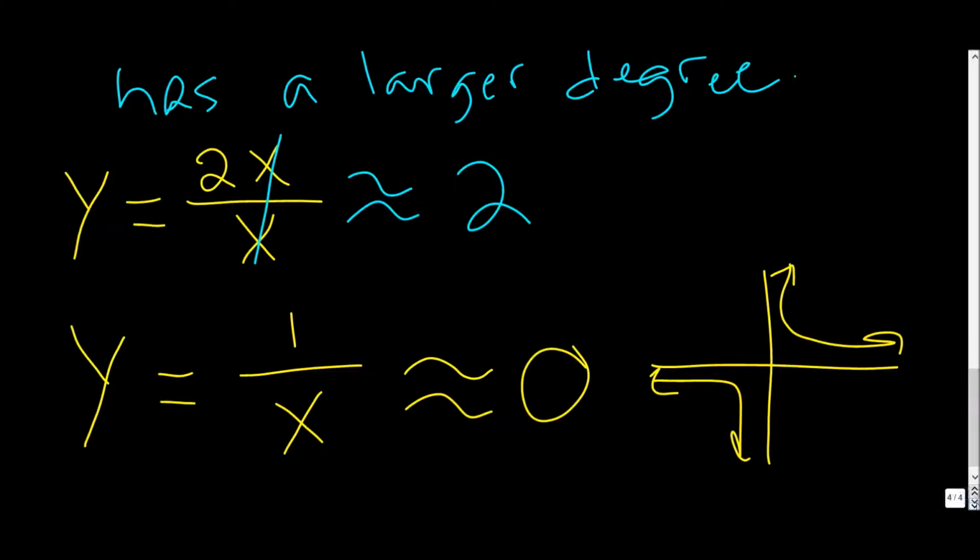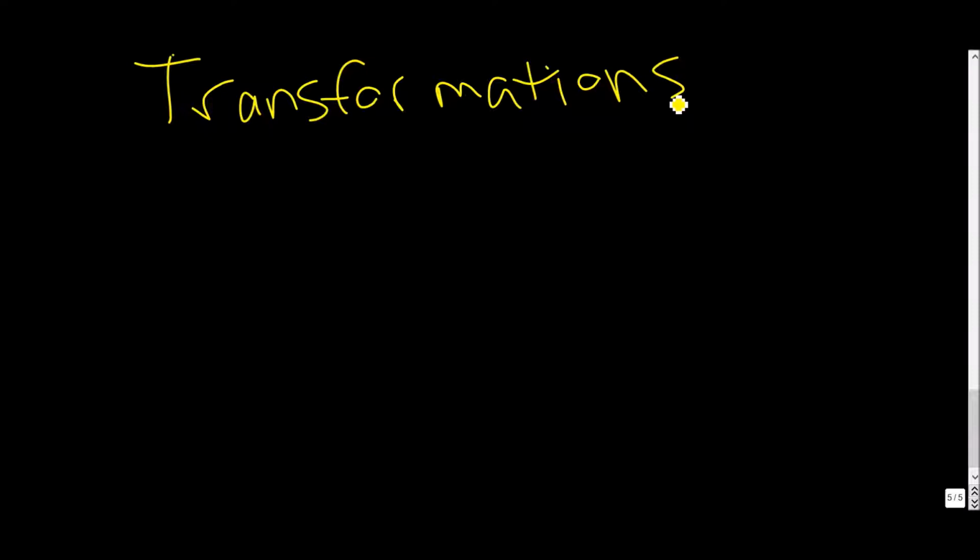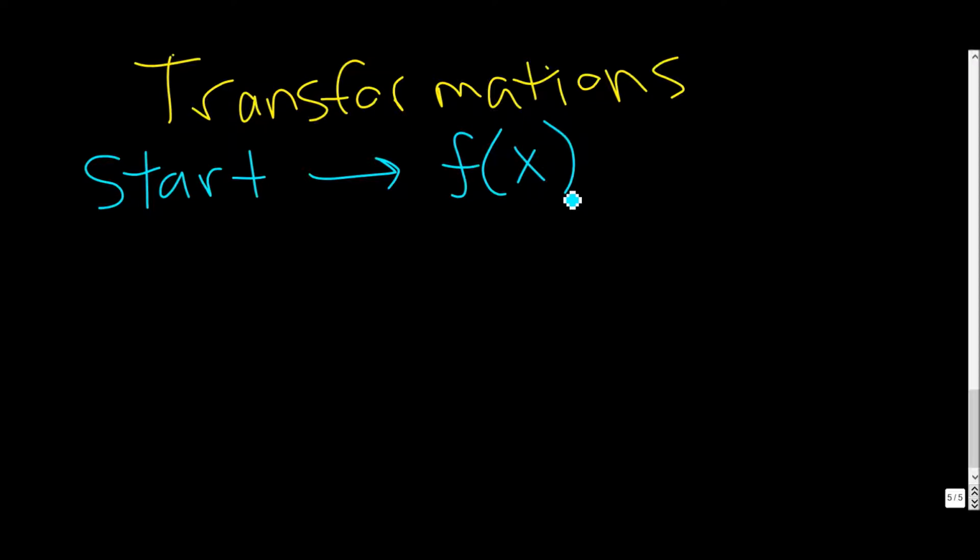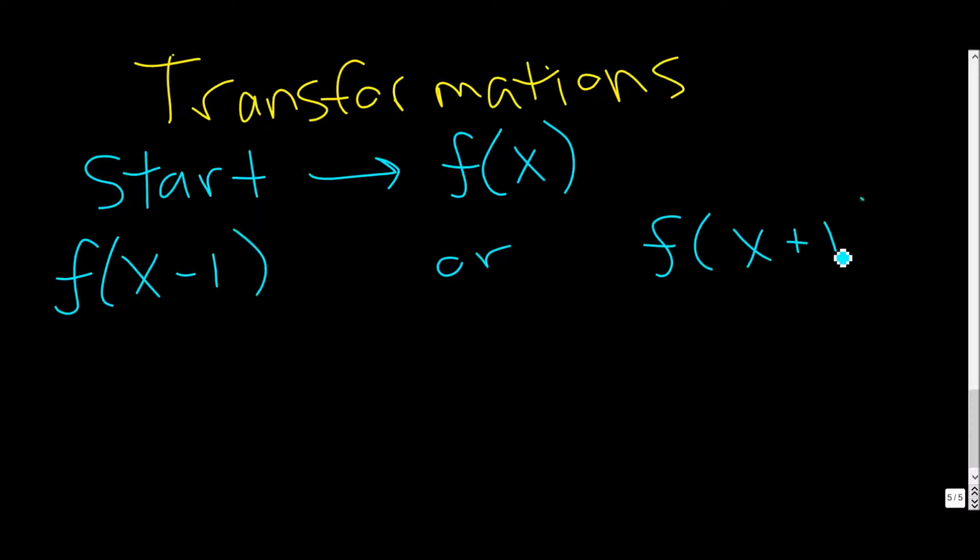And then the very, very last thing we'll talk about are transformations. So transformations work in the following way. Let's say we start with f of x. If we were to get f of x minus 1 or f of x plus 1, if we were to add some number on the inside, this is going to shift. This is a shift to the right, and this is a shift to the left.